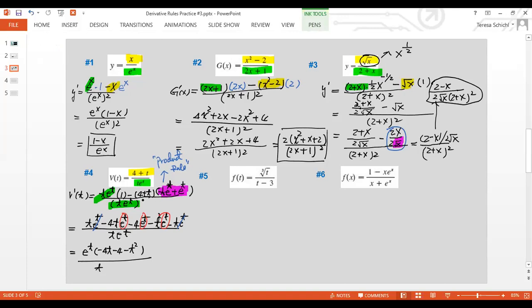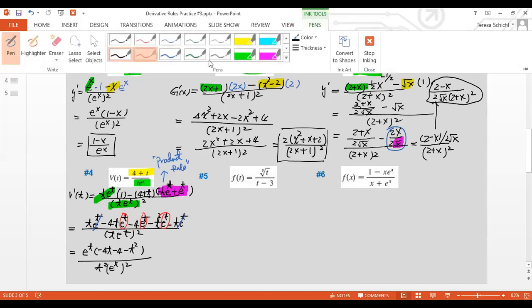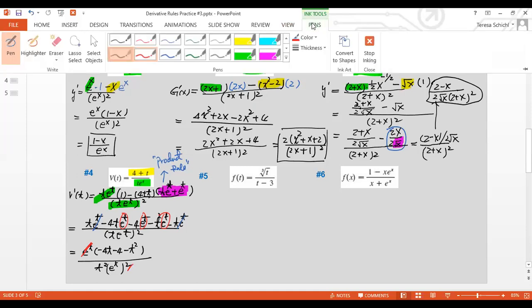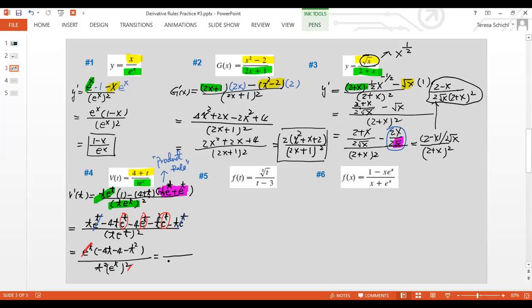Be careful here, this is squared. So this is t squared e to the t squared. Now I can cancel one of the e to the t here. So what is my final answer? My final answer will be t squared e to the t in the denominator, and the numerator will be the negative of t squared plus 4t plus 4.